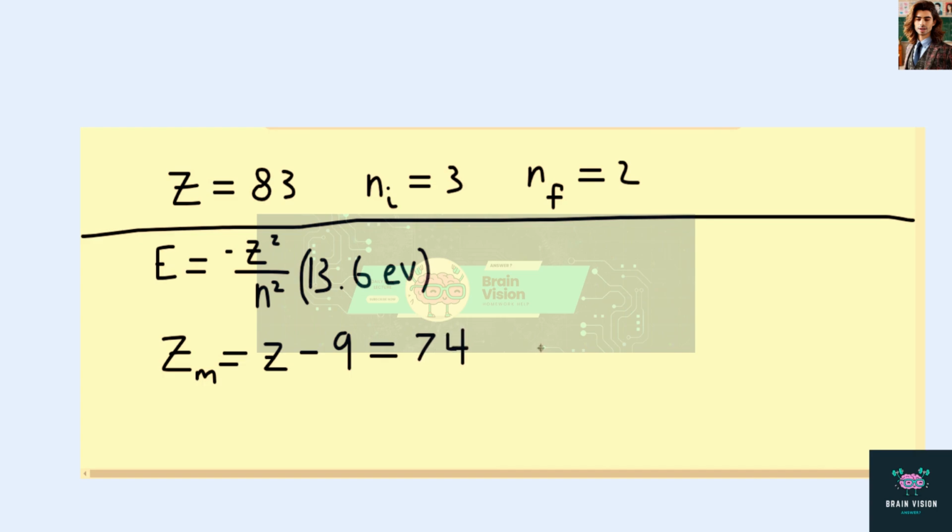And then for the L shell, Z sub L, we have our Z value, 83, minus 2 from the partially filled K shell. So we only have the partially filled K shell this time. So Z minus 2 gives us 81.